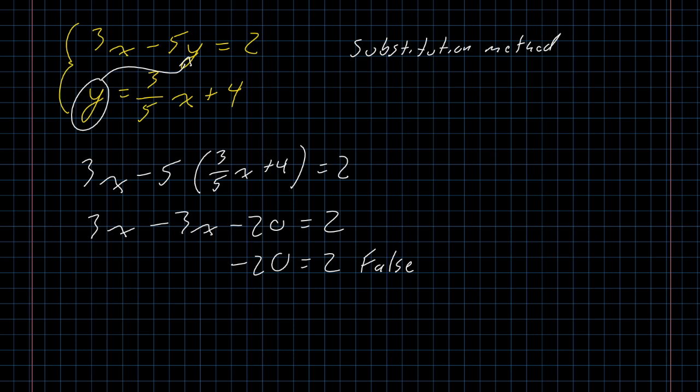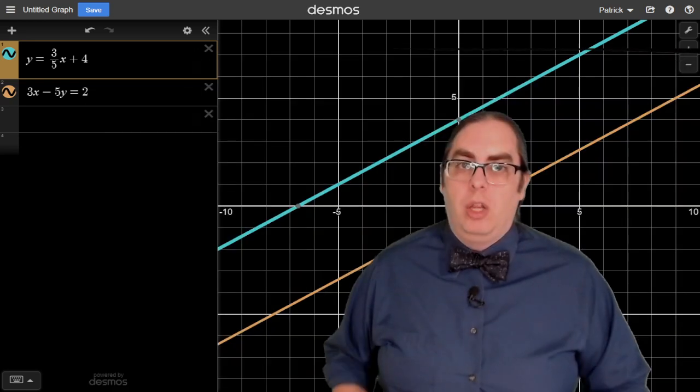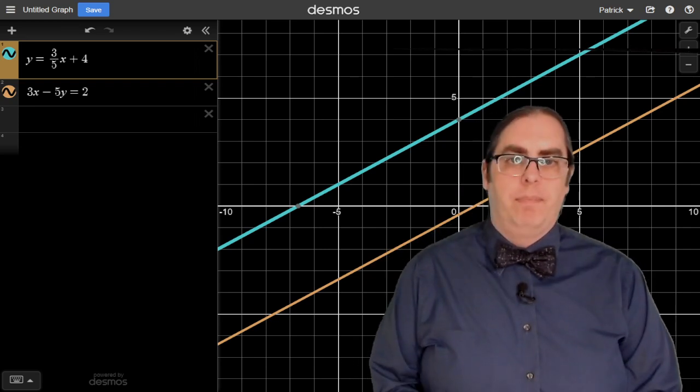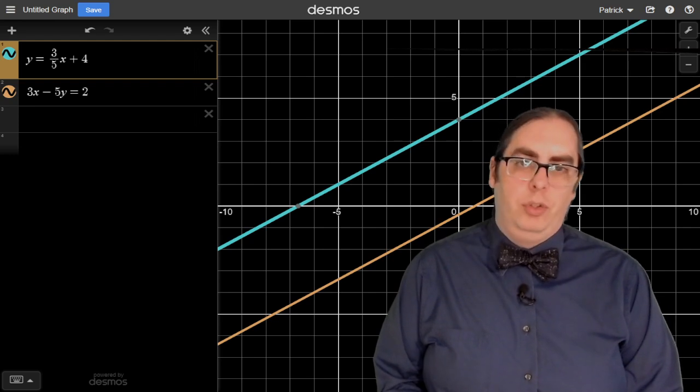If I go to Desmos and I try to graph this system, you will see that what we have is two parallel lines. Two parallel lines are lines that never intersect each other. And if they never intersect each other, there can't be a solution to the system.